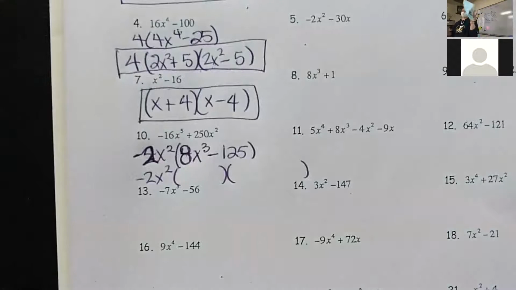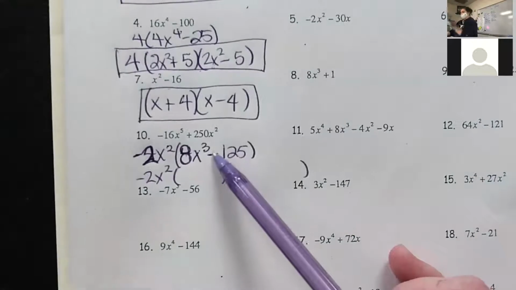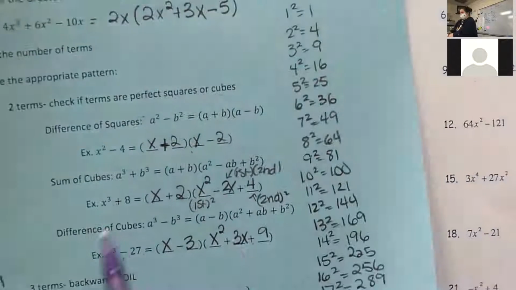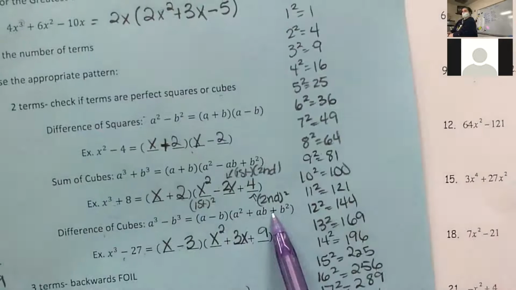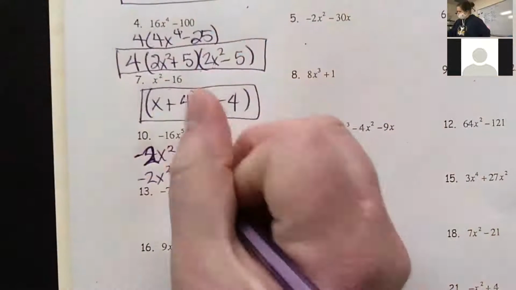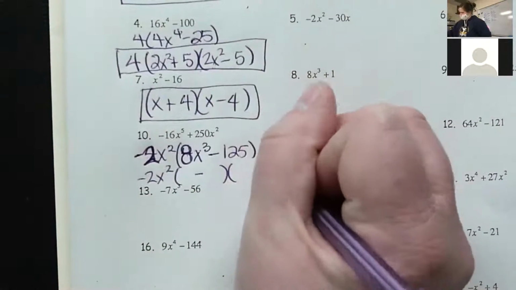Okay, look for your signs. You don't have to memorize this. If this is a minus, go ahead and look. Oh, that's a difference. It goes minus, plus, plus. Okay, so go ahead and write minus, plus, plus.